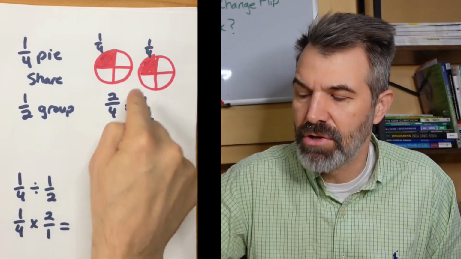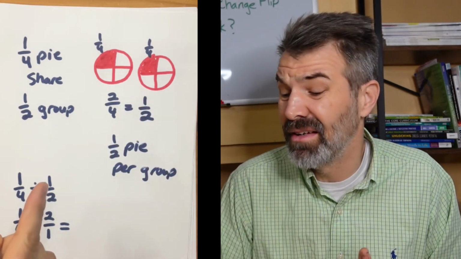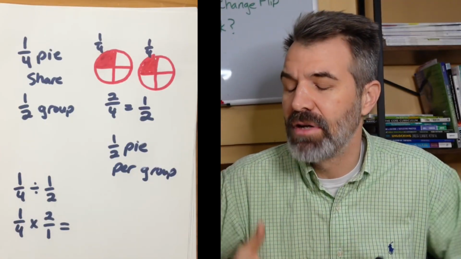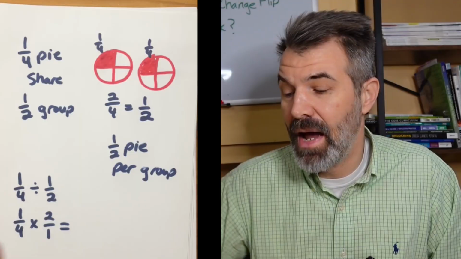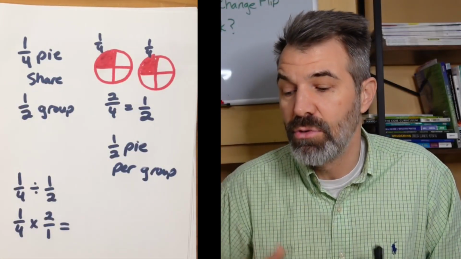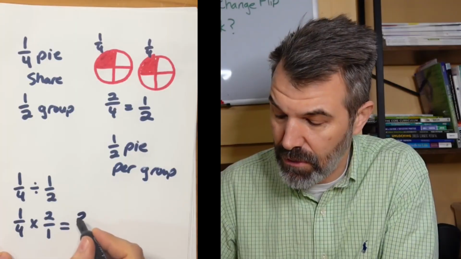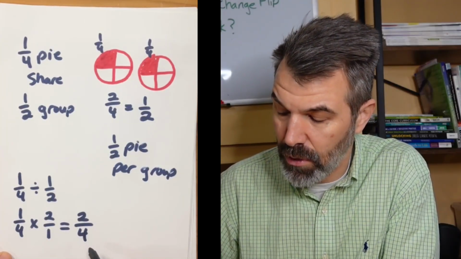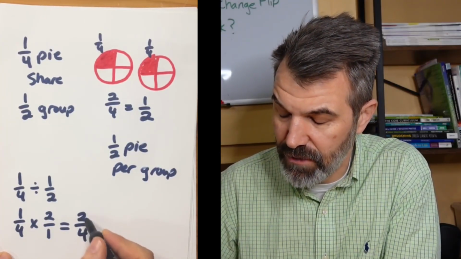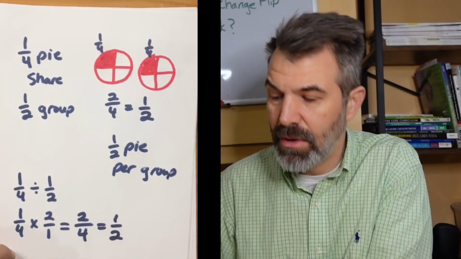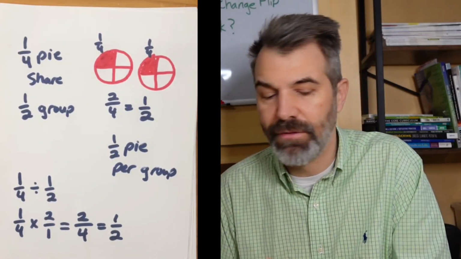I'm looking back at my picture, looking back at my context, and actually, I'm quite literally drawing 2 of them. I was dividing by a half, and in my context, to make sense of that, I ended up drawing 2 pies, or 2/4 of a pie. So contextually, that does make sense. I got 1 times 2 is 2, and 4 times 1 is 4. So there's 2 slices of the fourths, which really can be condensed together to be 1/2 of the pie. So 1/2 of a pie per group.